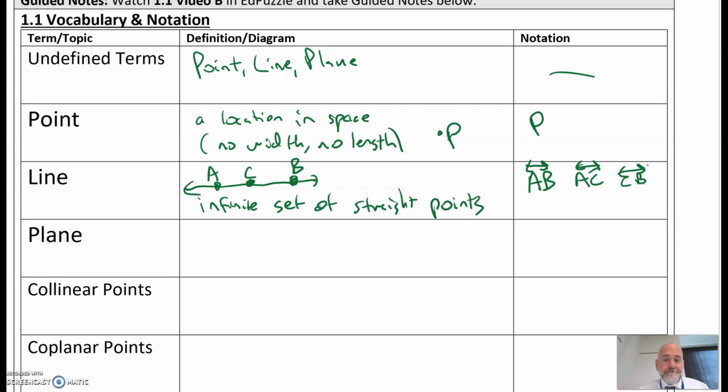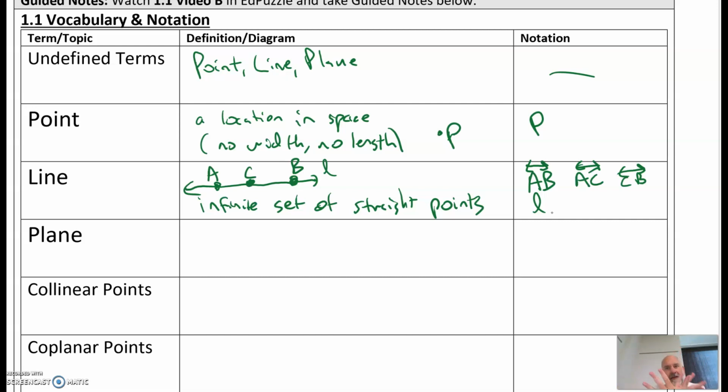The other thing is sometimes they'll label a line with just a cursive lowercase letter, so you could also call it line L. Sometimes they'll do that in the book, and you'll see that. Okay, how about a plane?